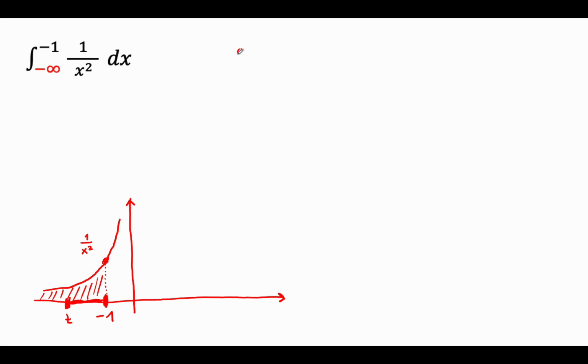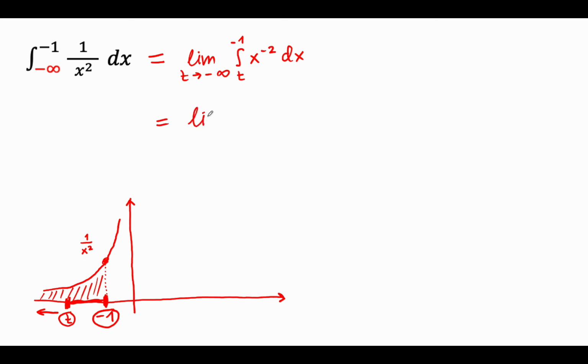So let's do so. Let's integrate the function from this point t all the way up to negative 1. The function is 1 over x squared, which is the same as x to the negative 2 dx. And then we take the limit of this when t goes to negative infinity. That's exactly what the initially given integral is equal to. So let's compute the limit.